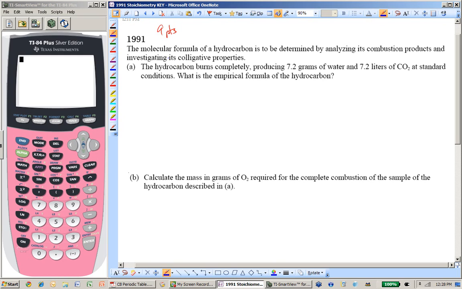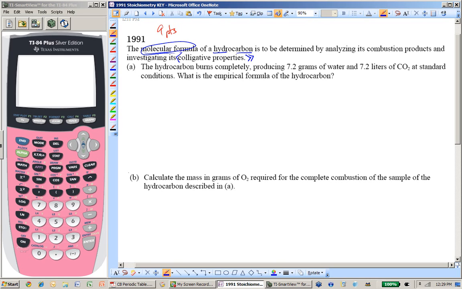All right, the molecular formula of a hydrocarbon is to be determined. So ultimately, I'm going to get that empirical formula business and then hopefully find a way to get molecular mass and then make a comparison. And it'll be a simple comparison where I can double something, triple something, whatever it takes. So molecular formula of a hydrocarbon, that's H's and C's, is to be determined by analyzing its combustion products and investigating its colligative properties. That may be a new word for you.